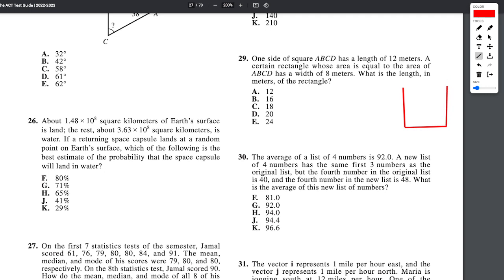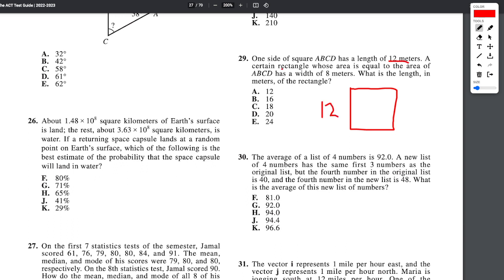It just takes longer though. There, that's a horrible square. I could honestly draw something closer to that. Good enough, but better. ABCD, I'm not going to label that. It has a length of 12 meters. We'll say this one does.